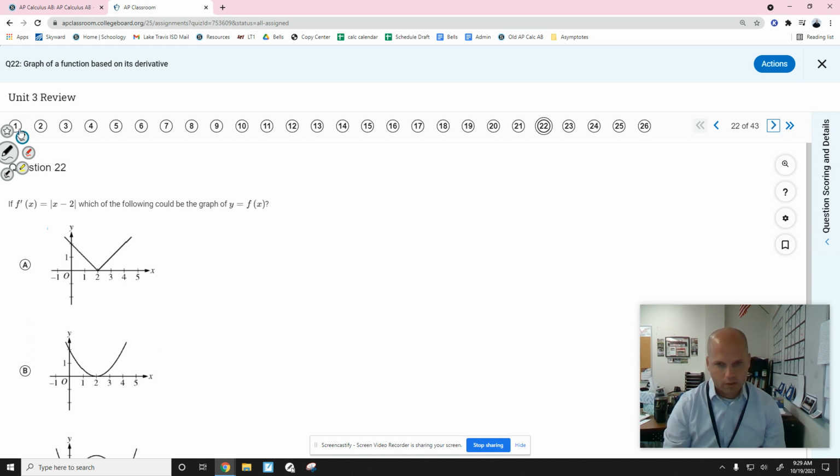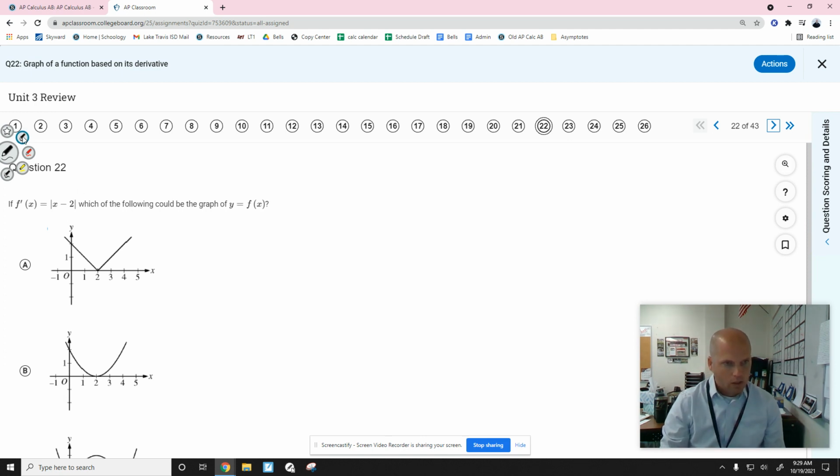Ooh, this is a good one. Now we're starting to get into graphs. Graphs are where people have the most problems. So good job. All the way to 22, functions, derivatives, sign analysis, that's usually what people have no problems with. It's the graphs that people have problems with. Let's look at this one.